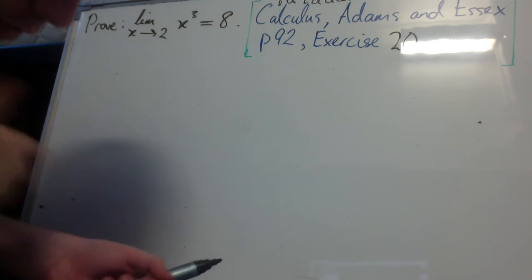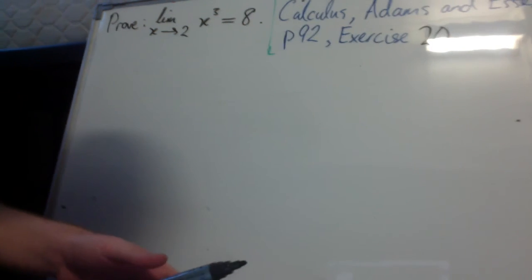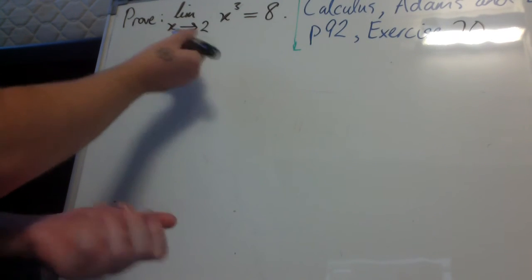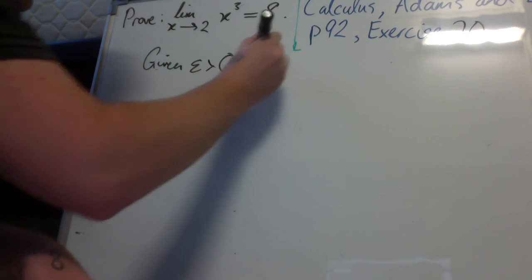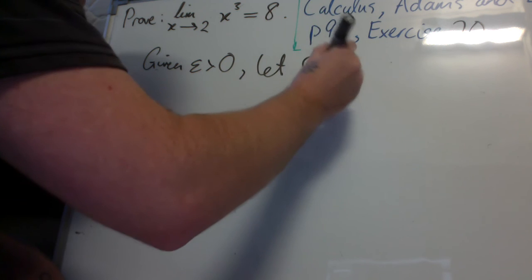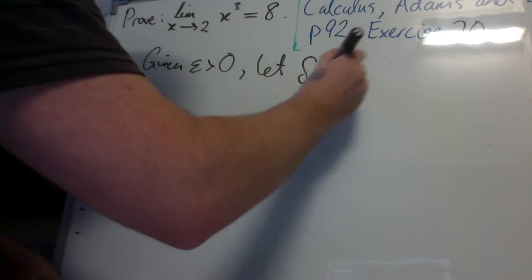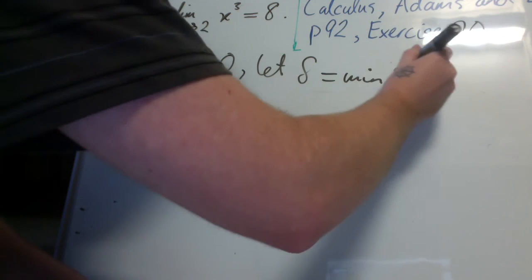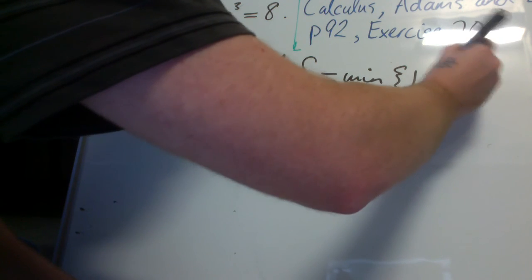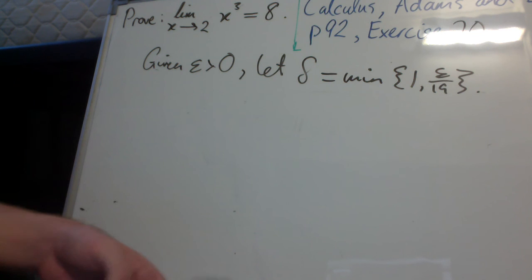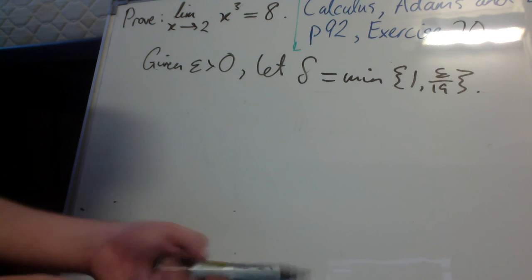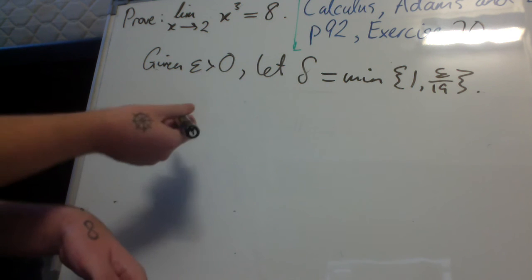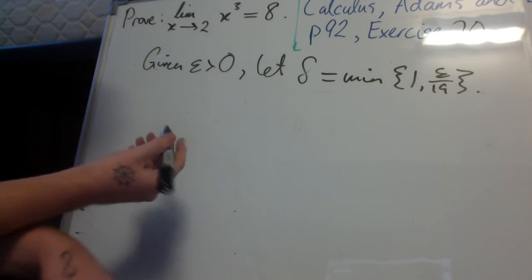So now we do the proof proper. Again, given epsilon greater than 0, let delta equal the minimum of 1 and epsilon on 19. So any value higher than 19, and maybe even some values lower, will satisfy the proof. Okay, so let's do the proof.